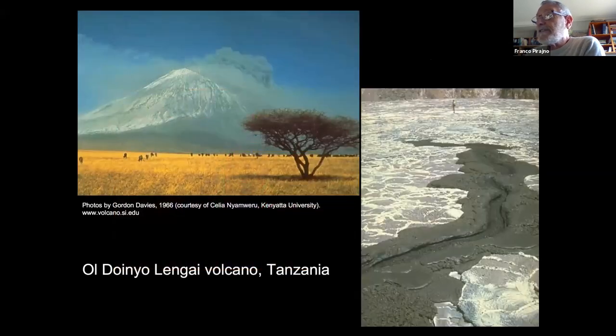Oldoinyo Lengai is a current carbonatite volcano. There's a picture here. It was discovered for the first time in 1966, when they realized it was a carbonatite volcano. And eventually it was found that the black rock is actually mostly calcite.